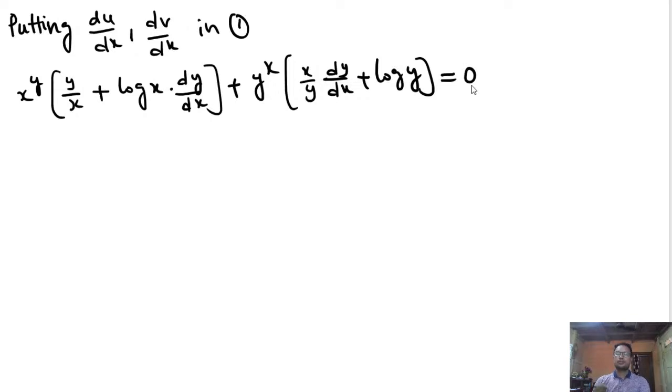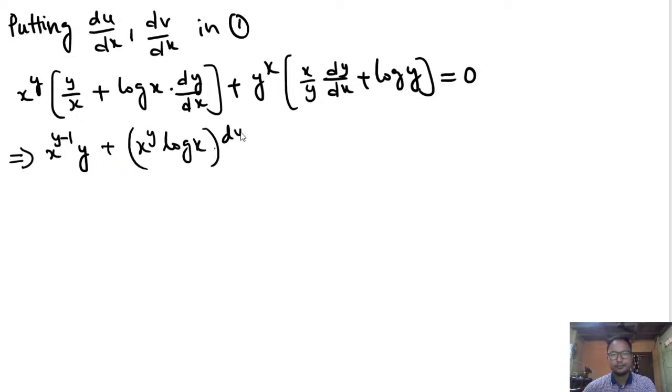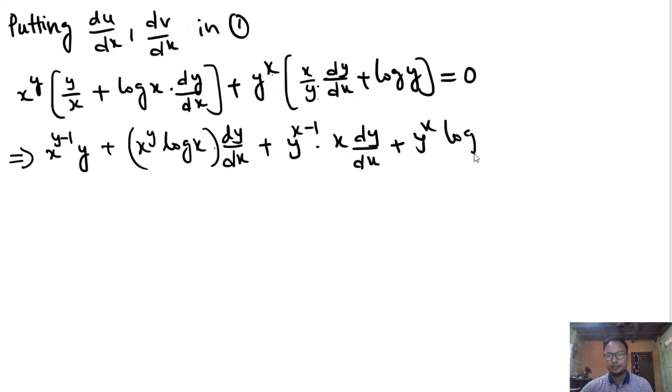Now we are going to find dy by dx. Simplifying, x to the power y is a power term, so we are getting x to the power y minus 1 into y, plus x to the power y log x, times dy by dx, plus y to the power x minus 1 times x dy by dx plus y to the power x log y equal to 0.